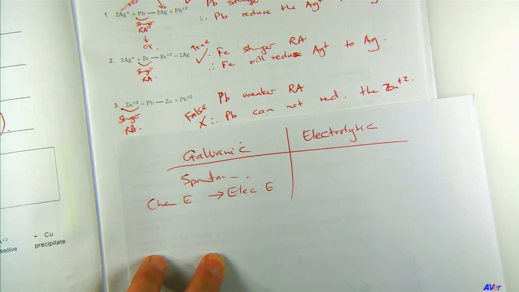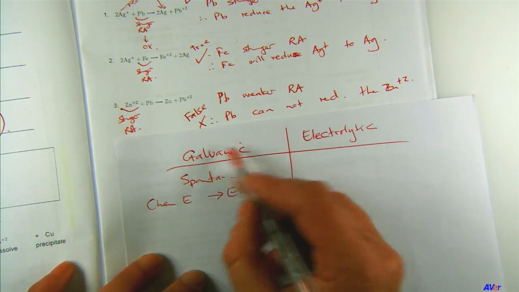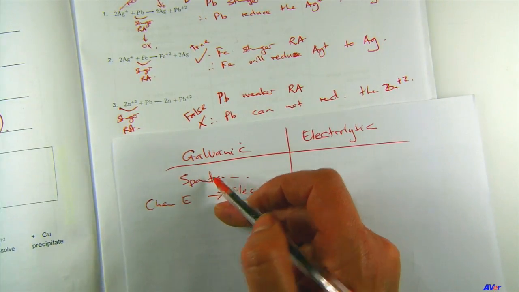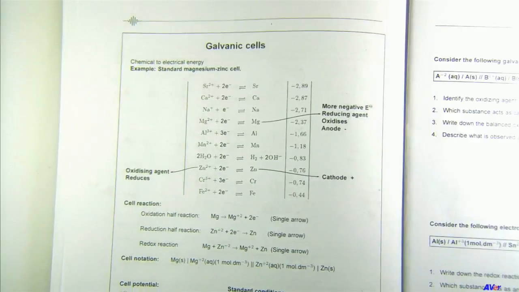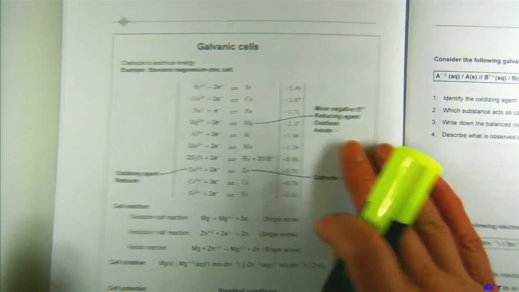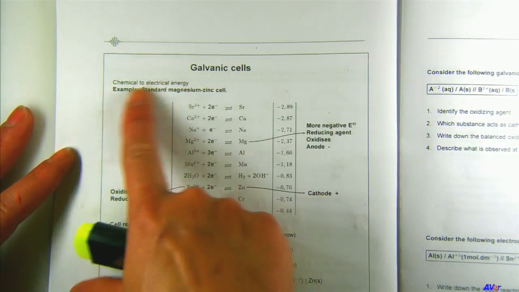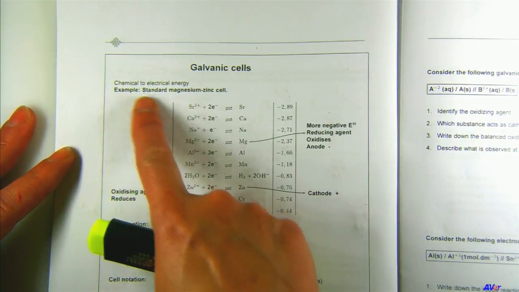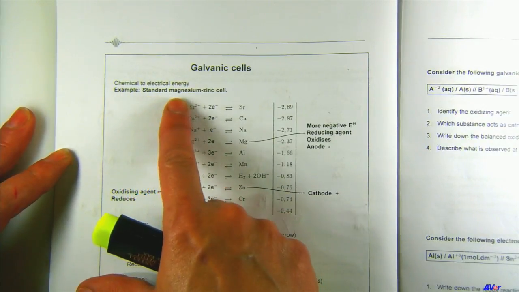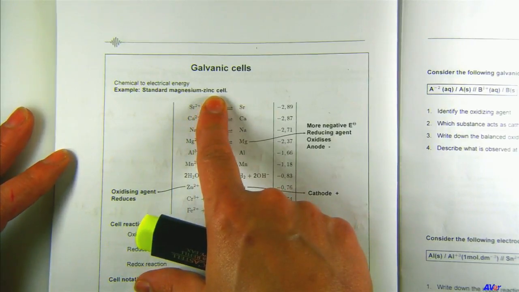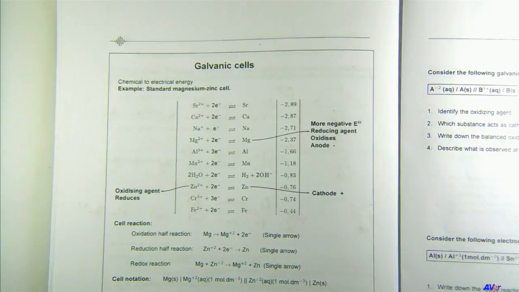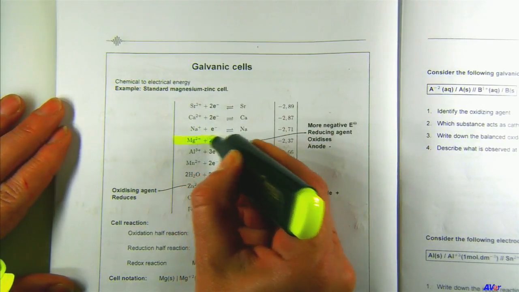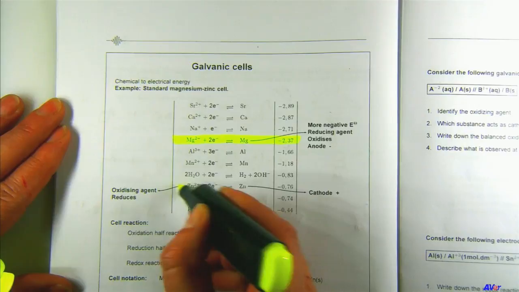Everyone all right? Okay. So we are going to look at a galvanic cell. If you look at the next page, that's a summary of how I'm going to look at galvanic cells. In a galvanic cell, they're going to tell you, for instance, I've got a standard magnesium zinc cell. How do I know what is spontaneous? I go to the table and I say, okay, I've got magnesium and I've got zinc.